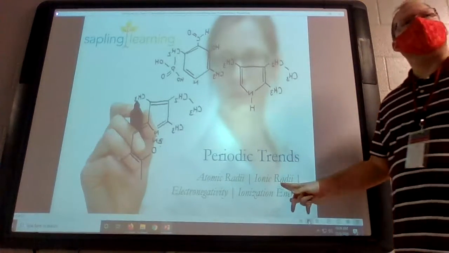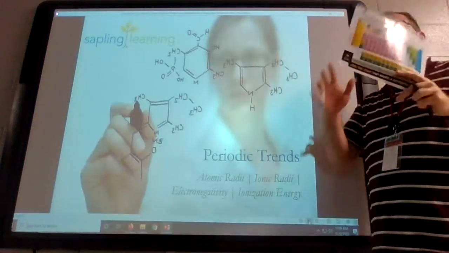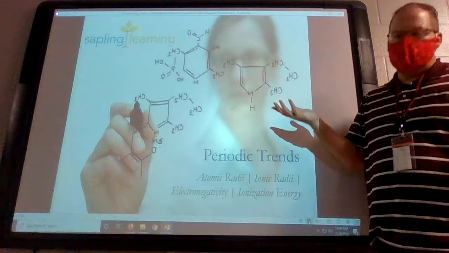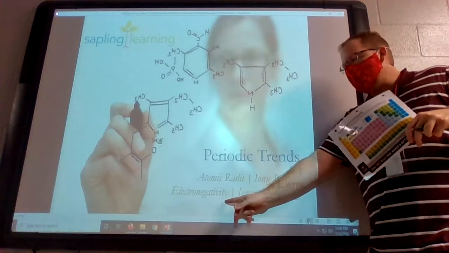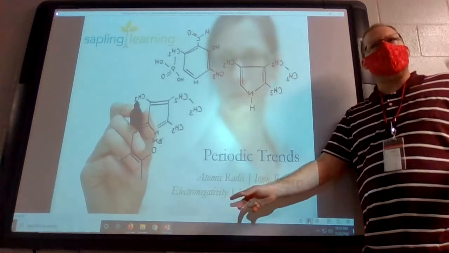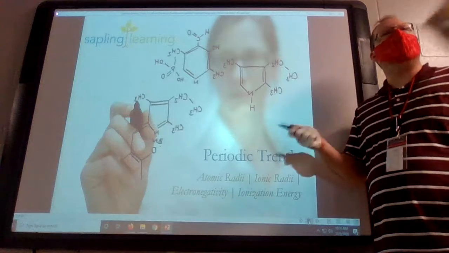Ionic radii, same thing, but instead of an atom, it's an ion. So you have a couple extra electrons, which the electrons are on the outside. That will also change your size. Electronegativity is an atom's ability to, I believe, steal electrons. And then ionization energy is how well it gives up or steals electrons.